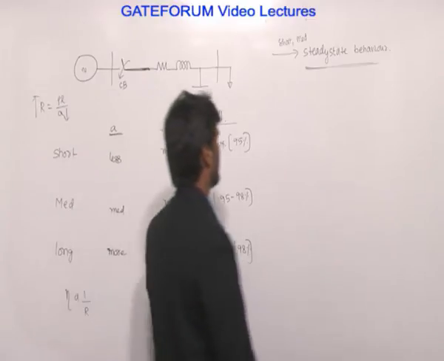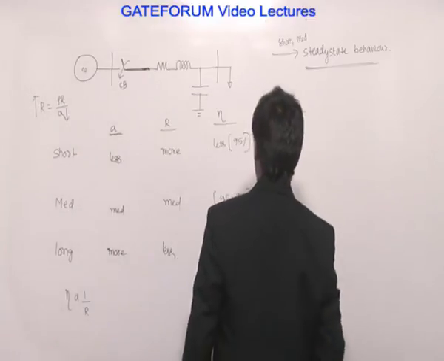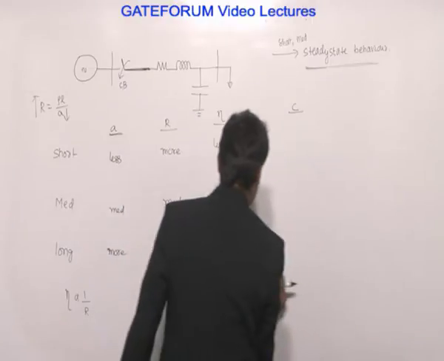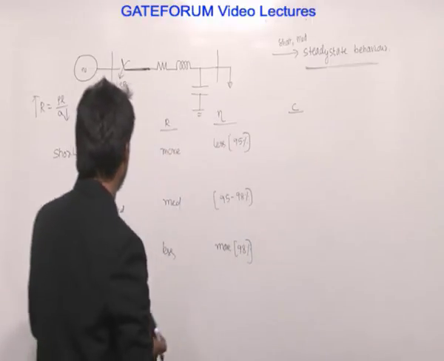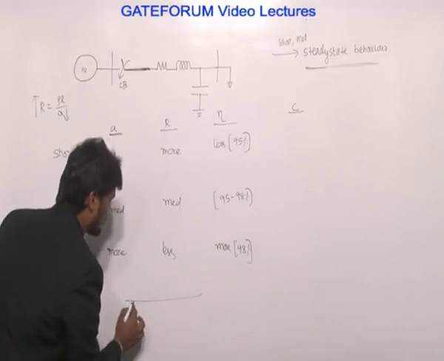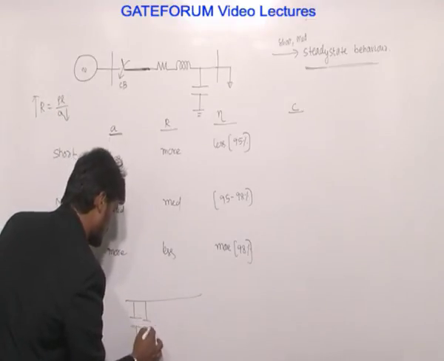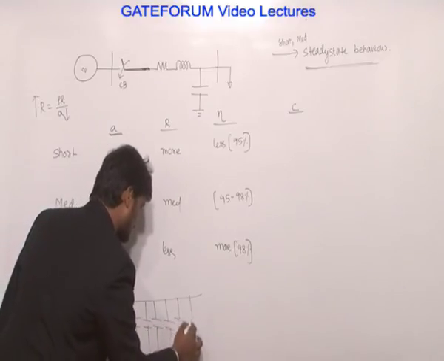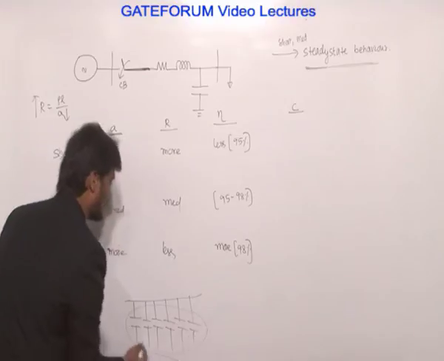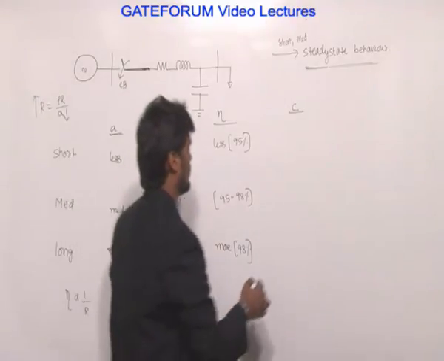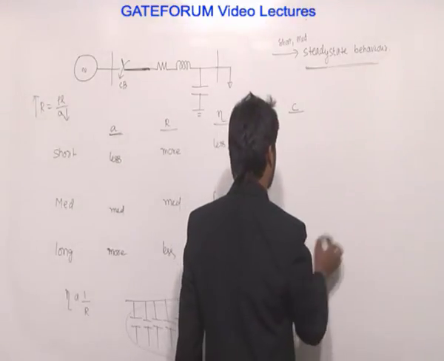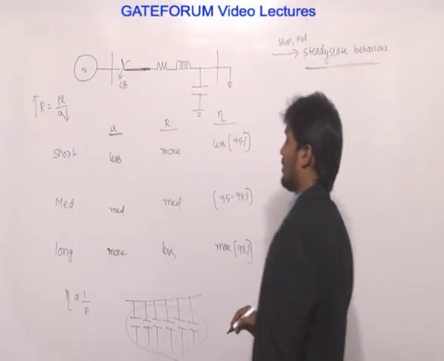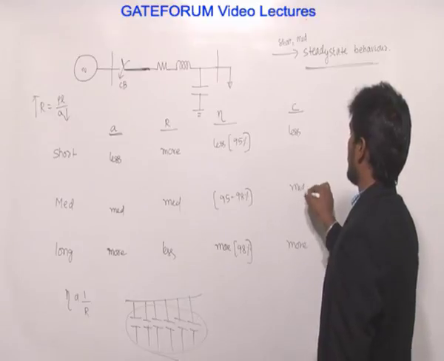Now coming to capacitance. In the long line the length of the line is more. As the length of the line goes on increasing, capacitance is also developing in parallel. As the length of the line is more, capacitance is also more. Therefore capacitance is more in the long line because of more length. In the short transmission line, capacitance is almost negligible because of short length, and in the medium line capacitance is medium.